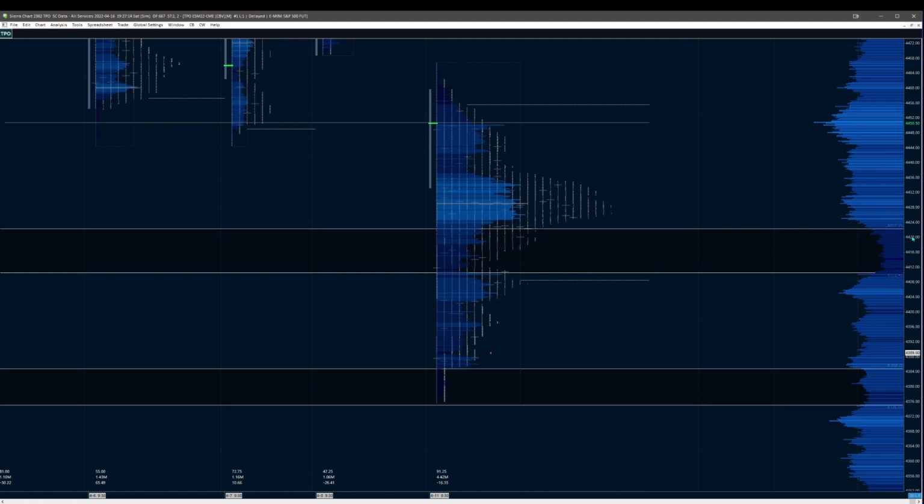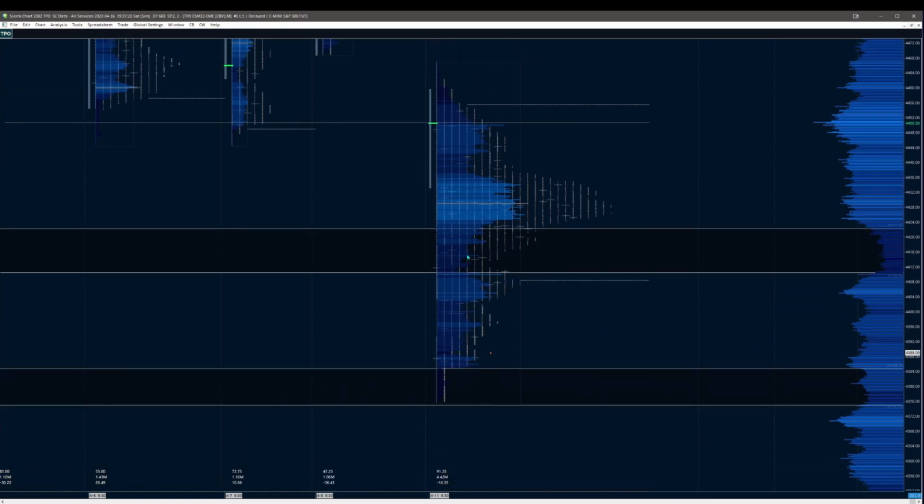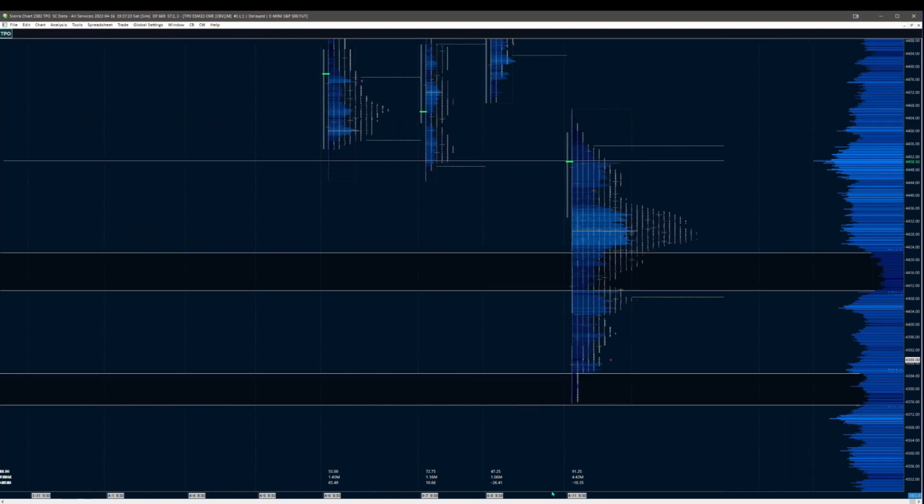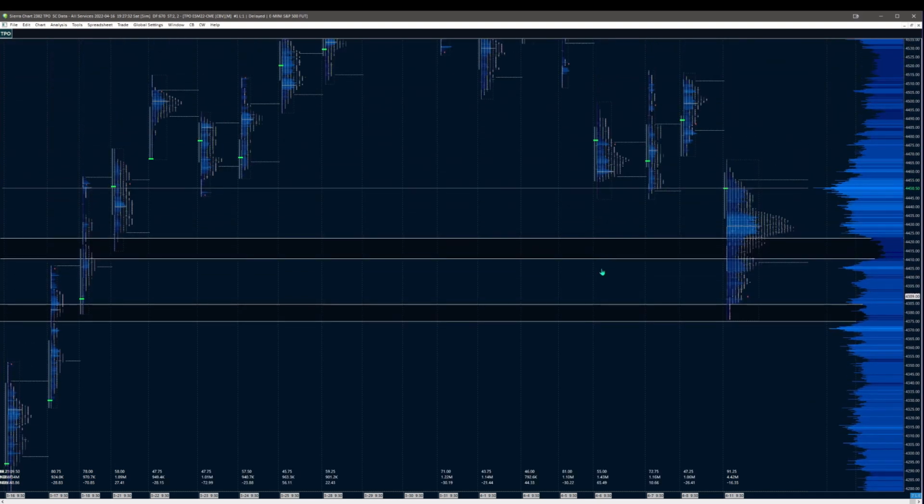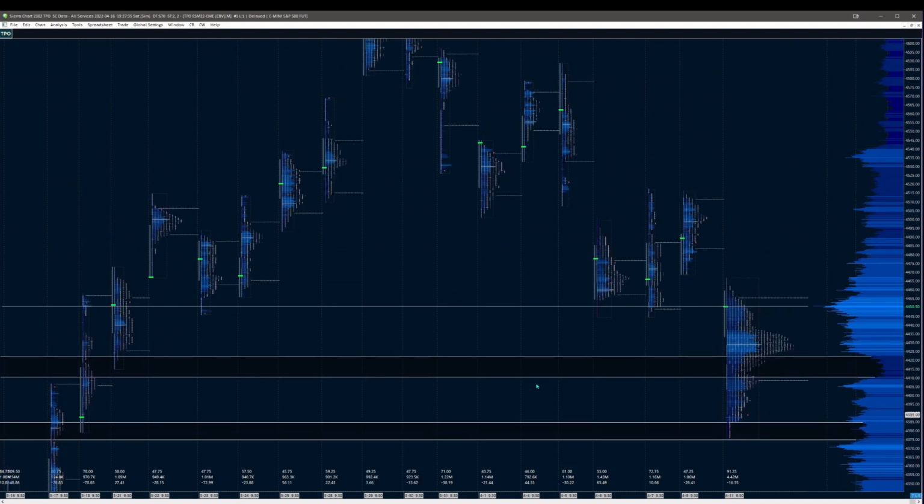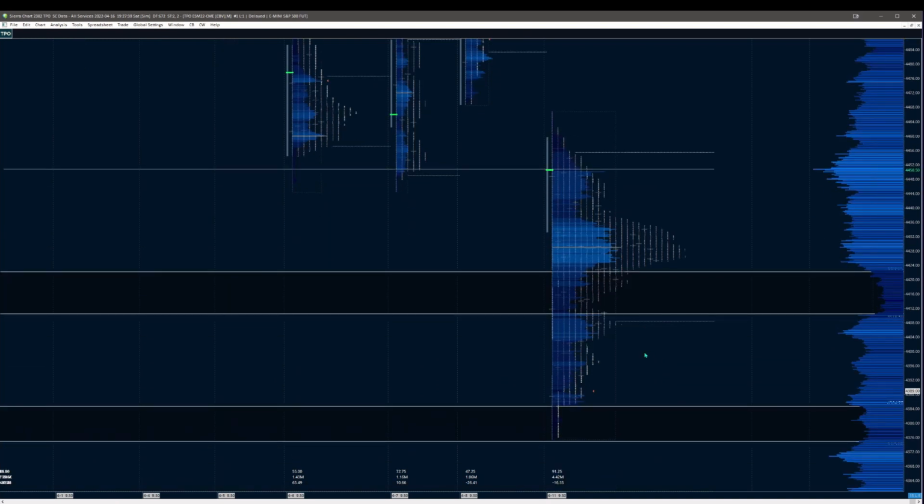Getting through here, you can look to target these nodes of time and volume. And if we can crash through below, we're looking at levels down here. We have this node here, these nodes there. And that's the basic vocabulary regarding profiling. And we'll look to flesh out the uses of these acceptance and rejection zones in a future video.